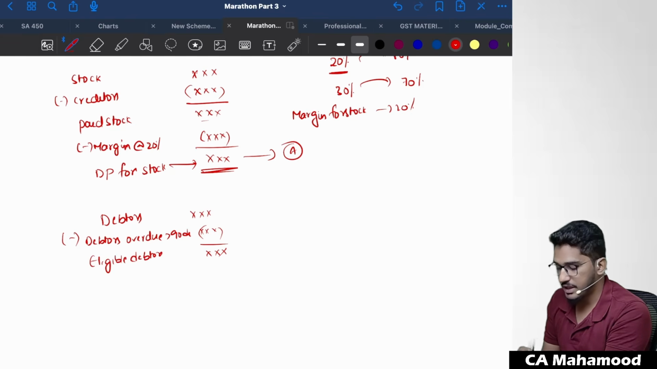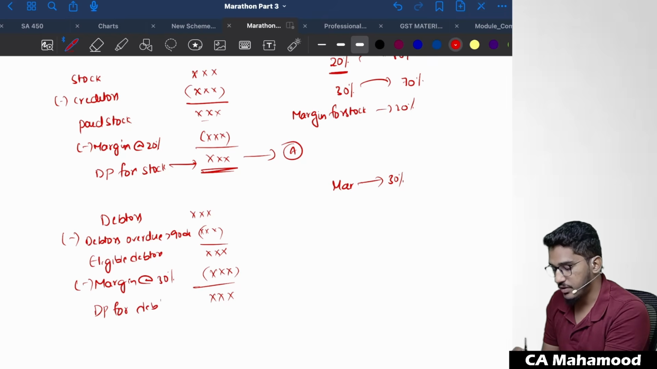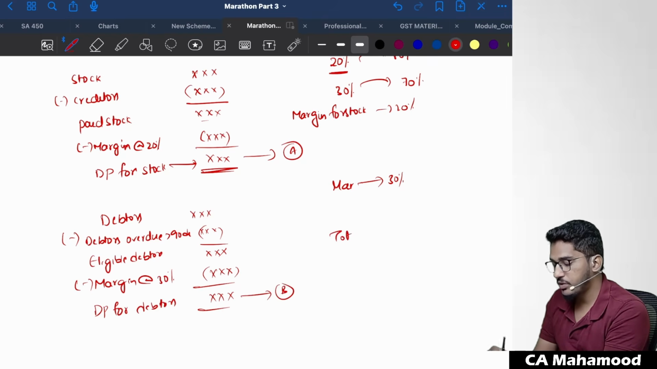From these eligible debtors, they will say in the question the margin for debtors is 30%. So now what you should do is, whatever margin they have given in the question, that margin percentage you have to apply. Margin at the rate of 30% you have to apply. If you take out that margin, the balance whatever you get, we call it the drawing power for debtors. Say B. Now what will be the total drawing power? Total drawing power is going to be A plus B. So if you add drawing power for stock and drawing power for debtors, you will get the total drawing power.